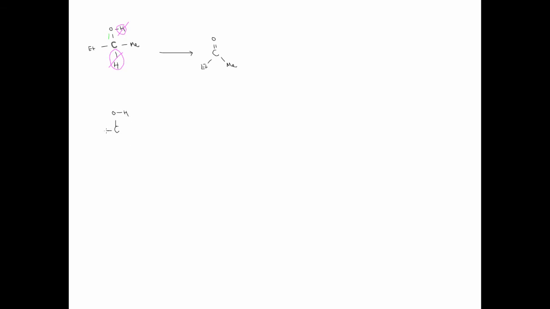I'm going to use another molecule as an example. So this primary alcohol is going to lose one of the attached hydrogens, as well as the hydrogen attached to the oxygen. And a double bond is going to form between the carbon and the oxygen, resulting in the following aldehyde.